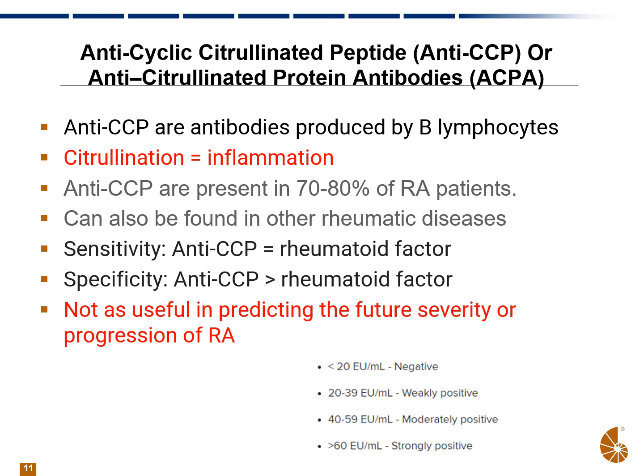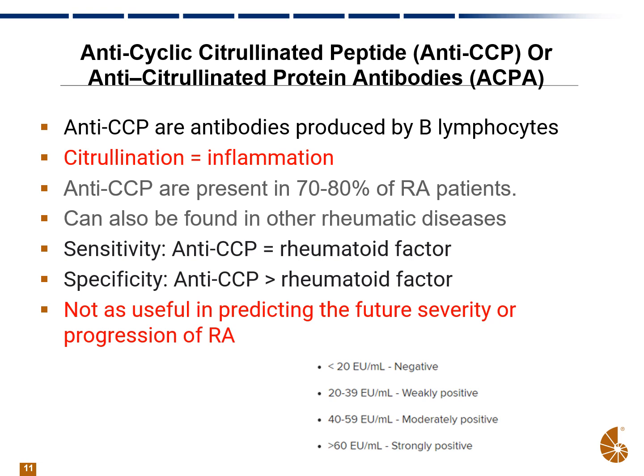So what's this citrullinated peptide business that I mentioned? This is anti-cyclic citrullinated peptide, or anti-CCP, or anti-citrullinated protein antibodies, ACPA. If you see the word citrullinated in lab tests, this is probably what they're talking about. It's produced by the B lymphocytes, and it is an indicator for inflammation. It's present in 70 to 80% of patients with rheumatoid arthritis. It can also be found in other rheumatic diseases. The sensitivity is about equal to rheumatoid factor, but the specificity is greater than rheumatoid factor.